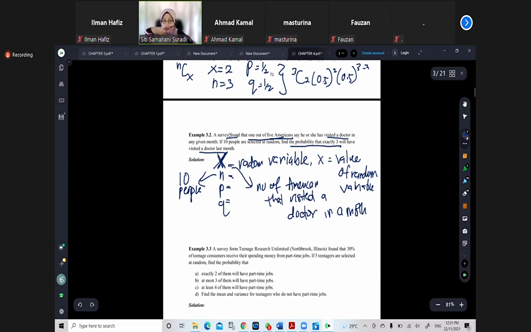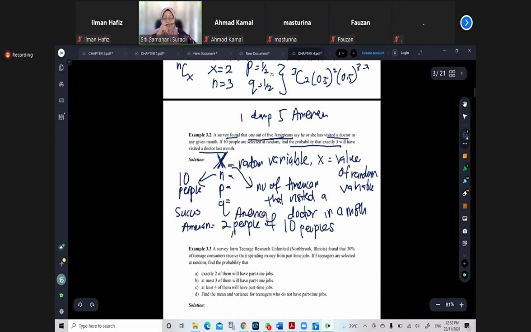That means 1 out of 5 visits the doctor in a month. So if you have 10, 1 out of 5 Americans, that is 5 American people, one of them visits a doctor. But if it is 10, what is the possibility? 2 Americans. So look carefully at the statement above. That means the success is 2 people out of 10 people. So P equals 2 divided by 10, then you get 0.2.